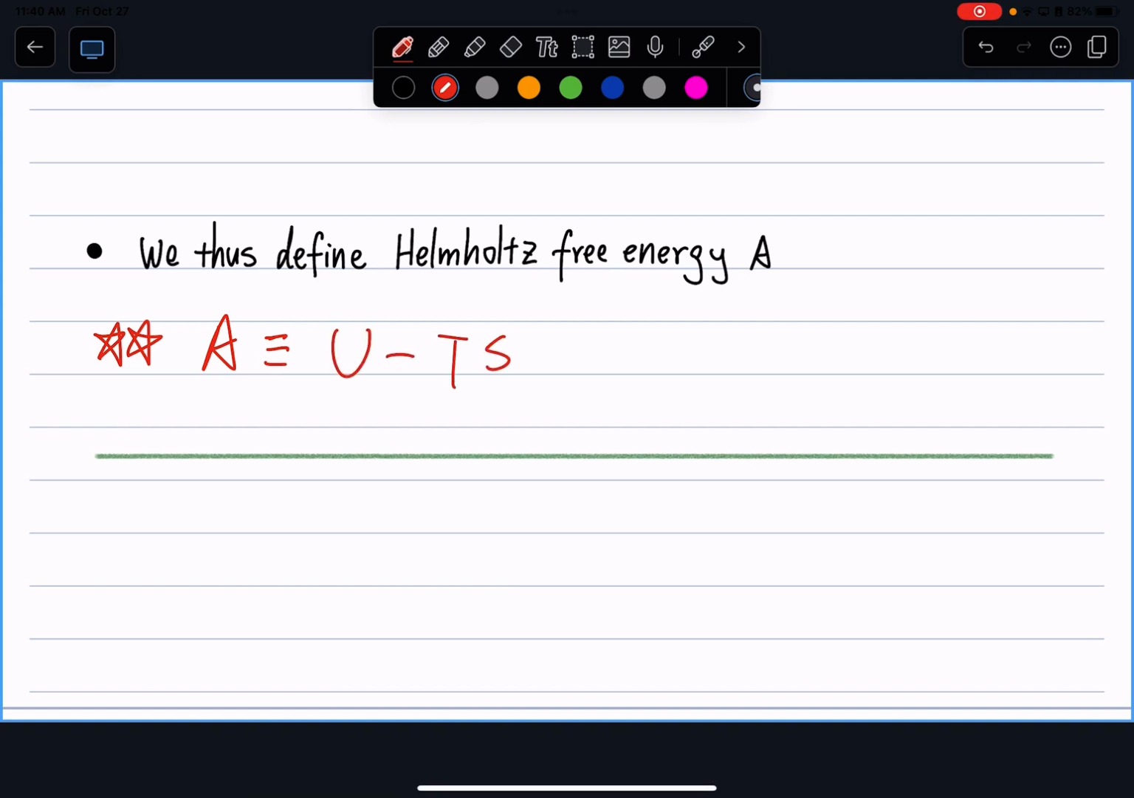Yes? How are we able to combine the derivatives for U and TS? That one is just calculus. This one is just like d(x plus y) equals dx plus dy.